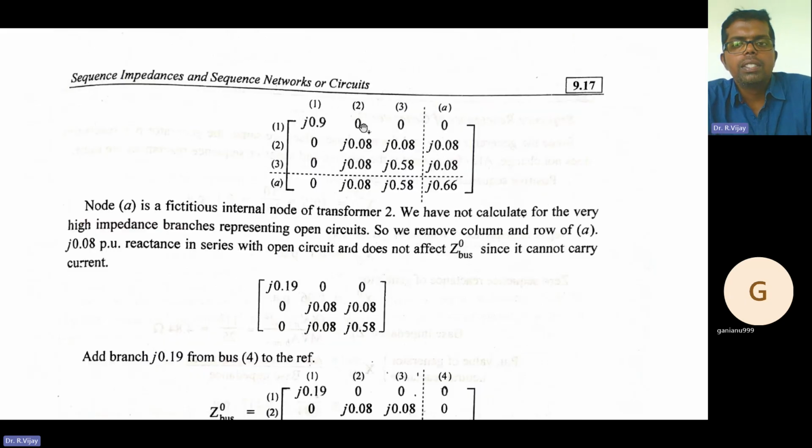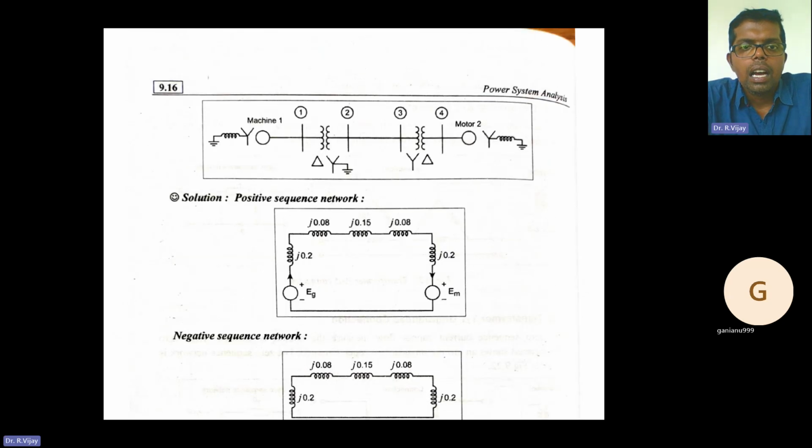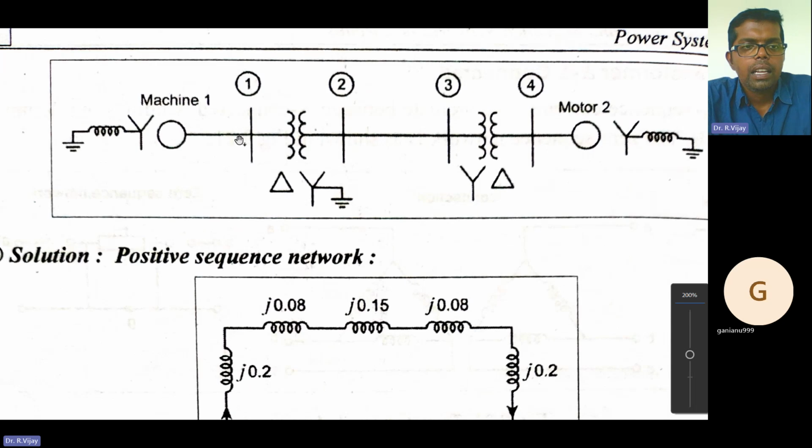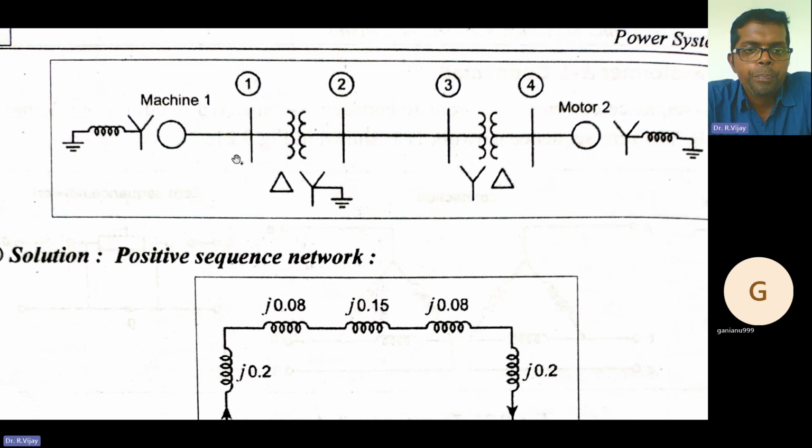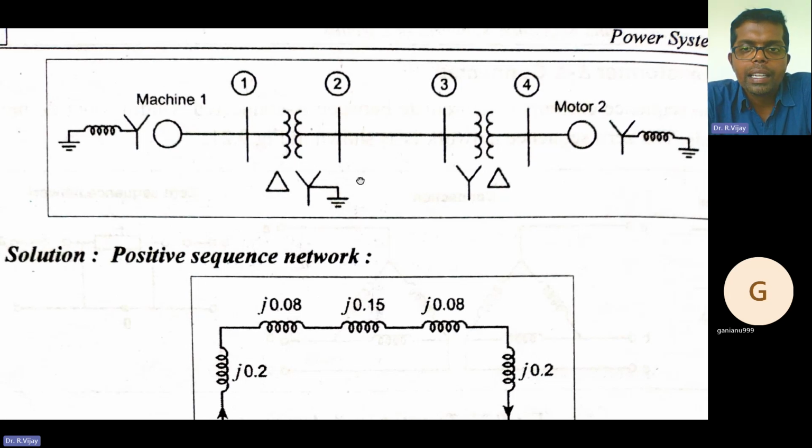If you see this figure, two machines are given, here one machine, here one machine. Next, the transformer between bus 1 and 2 is a delta to star rating transformer. Between bus 3 and 4, a star to delta transformer is given. Here machine number 1, here machine number 2, here it is a motor and it is grounded here. So you need to note down this transformer: star to delta grounded. Here it is star to delta.